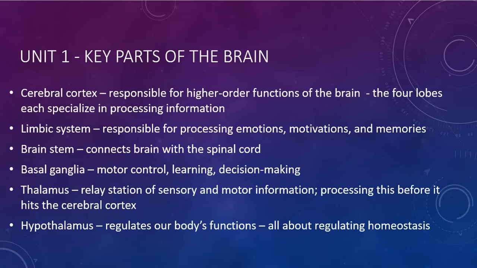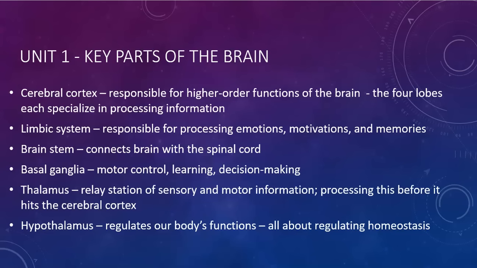So in Unit 1, it's all about understanding the parts of the brain. So for example, the cerebral cortex, which is very much responsible for higher order functions of the brain. There are, of course, 4 lobes: the frontal lobe, the parietal, the temporal, and the occipital lobes that are each specializing in processing this information.